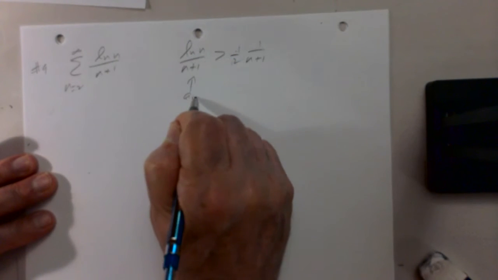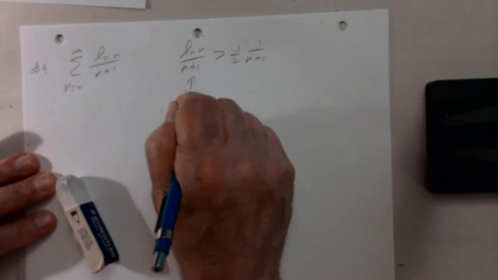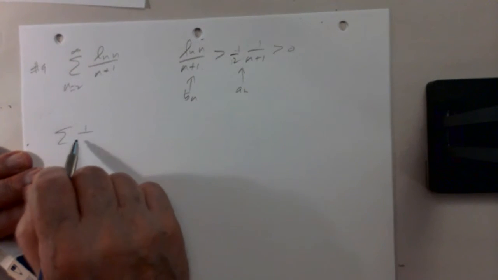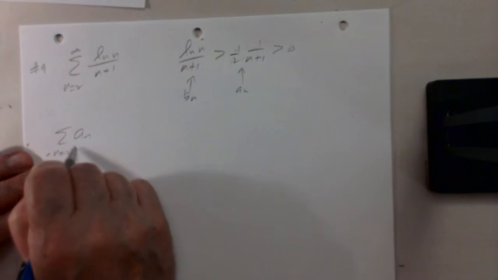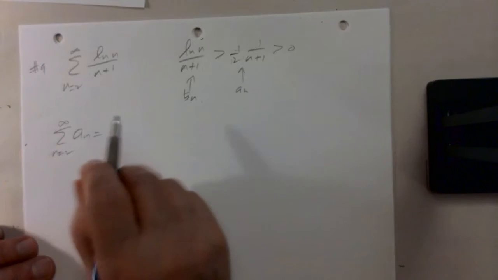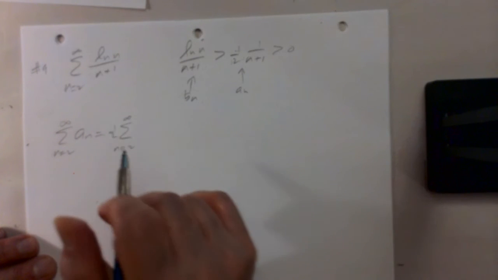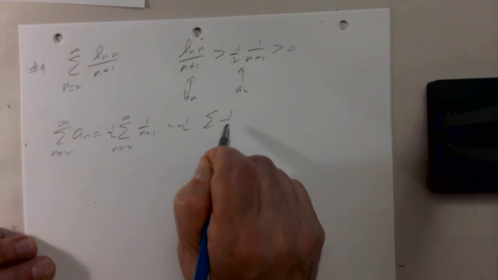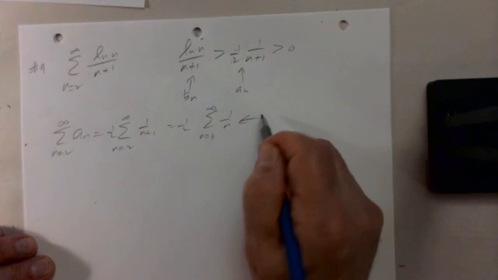So this is my an. Nope, sorry. This is going to be my bn, and this is going to be my an. So these are positive terms, and summation bn, n goes from 2 to infinity, is summation n goes from 2 to infinity, 1/2, I can take that out, 1 over n plus 1, or a half summation 1 over n, n goes from 3 to infinity. But this series diverges.